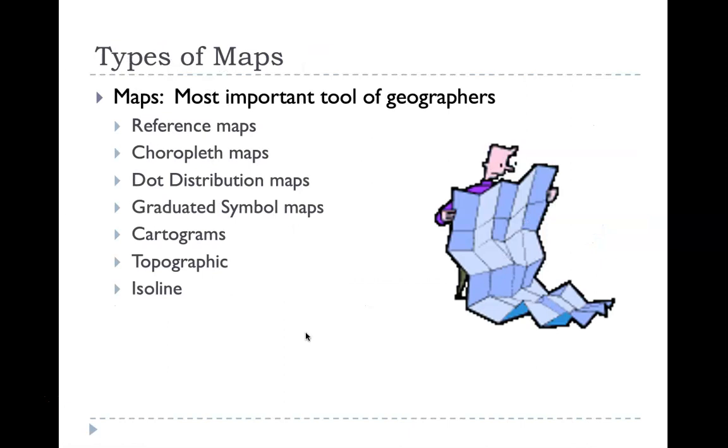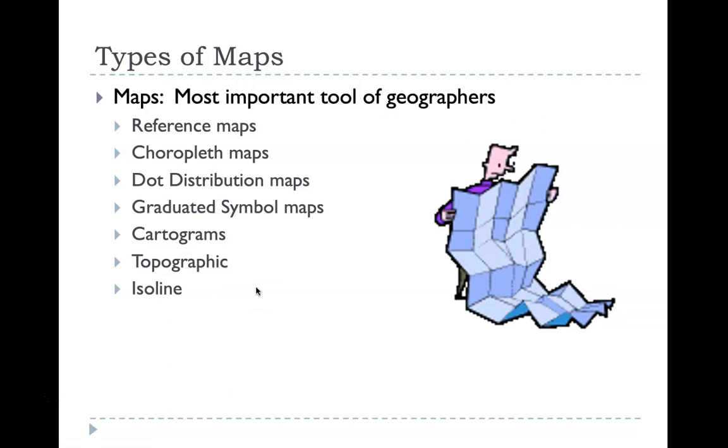Last thing we're going to talk about today is types of maps, and these are the most important tool for geographers. You're going to be seeing a lot of maps throughout your time in geography, so it's important to know a little bit about each type. First of all, we have the reference map. We're going to look at a choropleth, a dot, a graduated symbol, cartograms, topographic maps, and an isoline map.